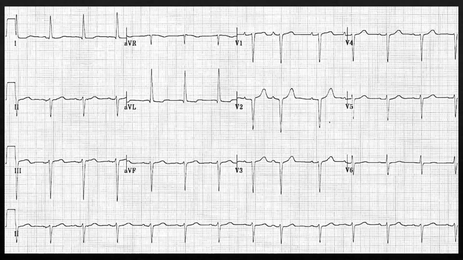And here's a more zoomed out view. So this is a nice classic pattern. Again, you can see in AVL that your QRS complex is the most upright, so we have a left axis deviation. You can note the little Q into the R wave in 1 and AVL, and then the R and S wave in 2, 3, and AVF.